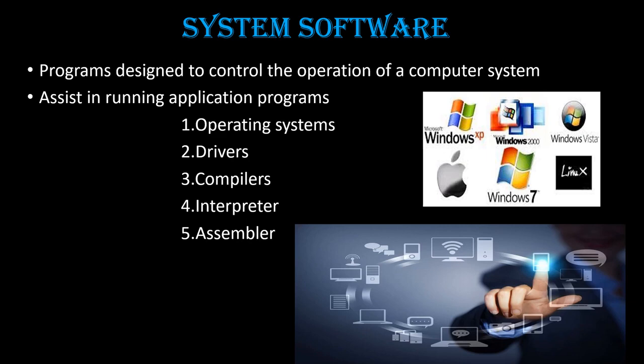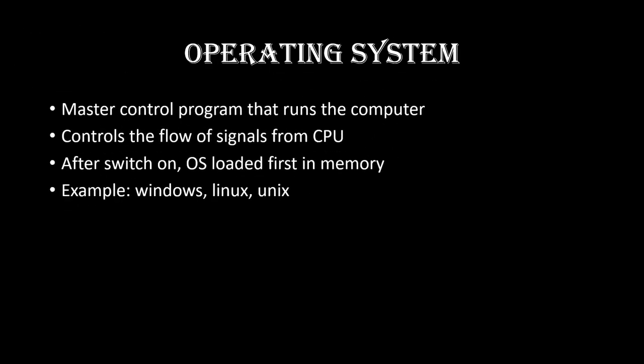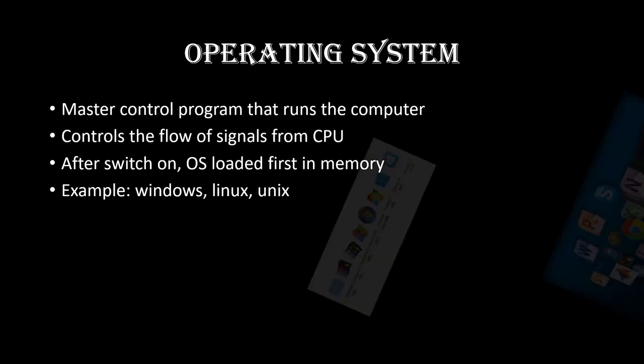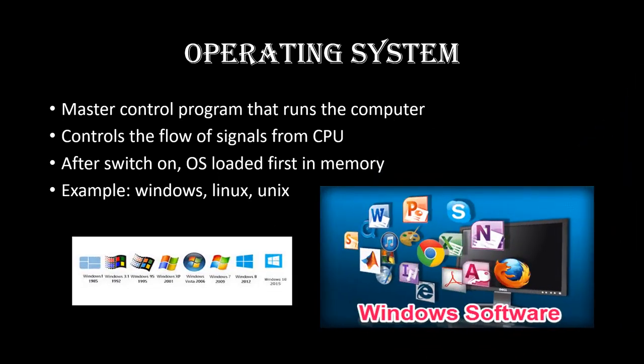Let's see about operating system. Operating system is the master control program that runs the computer. It controls the flow of signals from the CPU. After switch on, the operating system is loaded first in the memory. For example, we can say Windows, Linux, Unix. With the operating system, we can't download it from the Play Store. It is already built inside the computer. These are the operating systems.